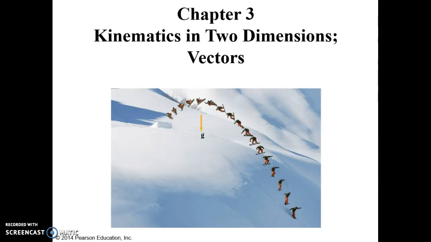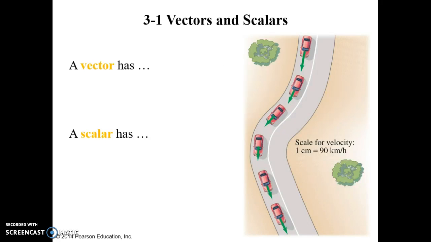Hello, class! So far we've only analyzed motion in one dimension. For the x direction, which is left and right, and the y direction, which is up and down. In order to start understanding how to analyze motion in two dimensions, we need to first understand the concepts of vectors and its application. Do you recall the definition of a vector and scalar?